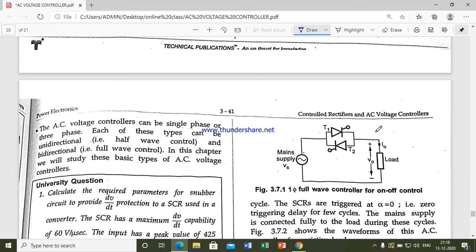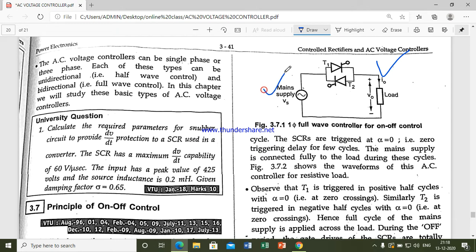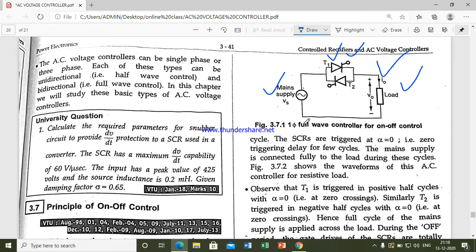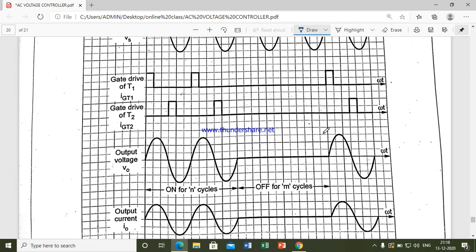This is the circuit of on and off control. Here you have the main supply. Here you have anti-parallel SCRs, connected in anti-parallel fashion. Next you have the load. According to your load requirement, you will make your SCR on and off. So this is the circuit diagram of a single phase full wave controller for on and off control.